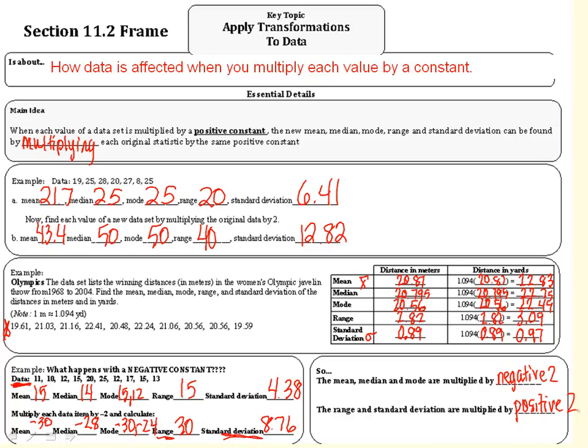So if you multiply by a negative constant, what happens? Your mean, median, and mode are multiplied by that negative number. Your range and standard deviation are actually multiplied by the absolute value of that number.